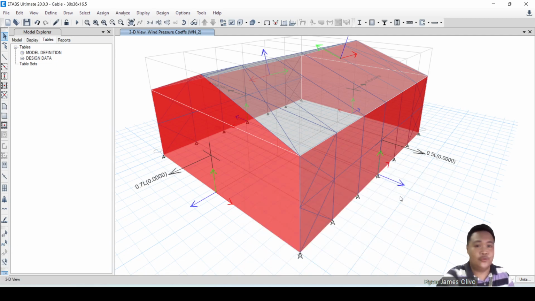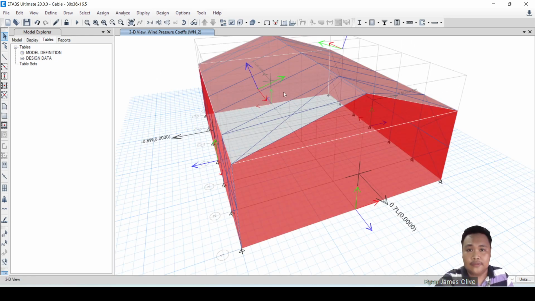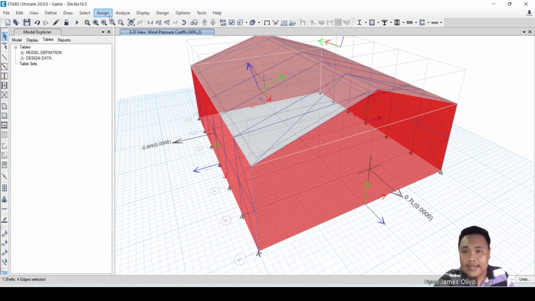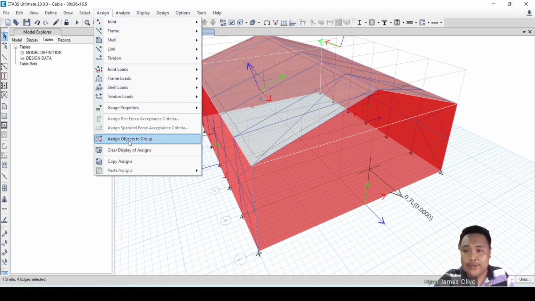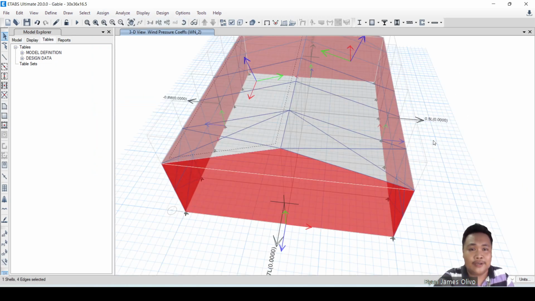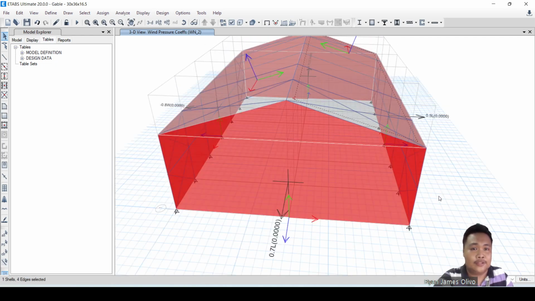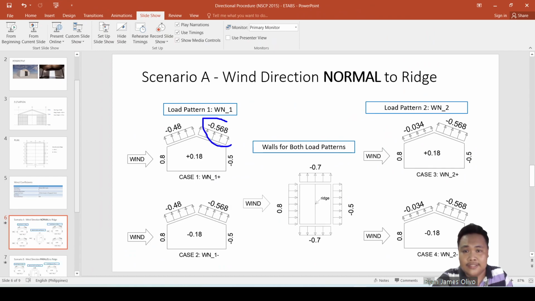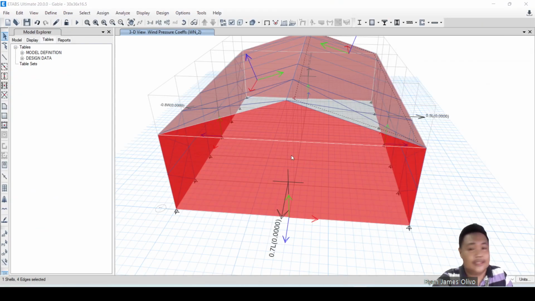So finally, our roof. Assign. This is the windward roof for WN1. It's different for WN2. So let's try first our leeward roof, because leeward roof for both load pattern WN1 and WN2 is the same. That is negative 0.568. As you can see here, it's the same, 0.568, 0.568. So we consider first this side, this roof.